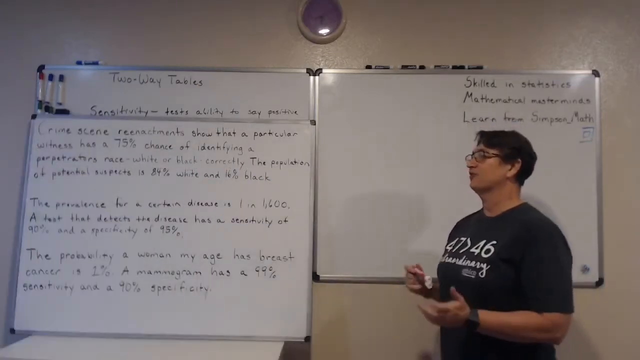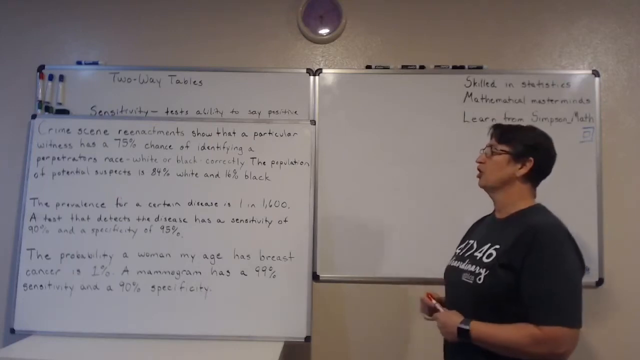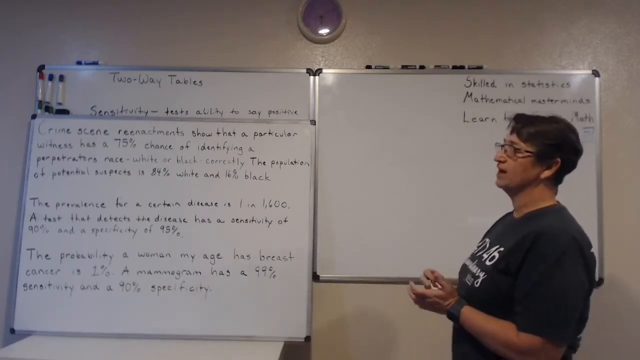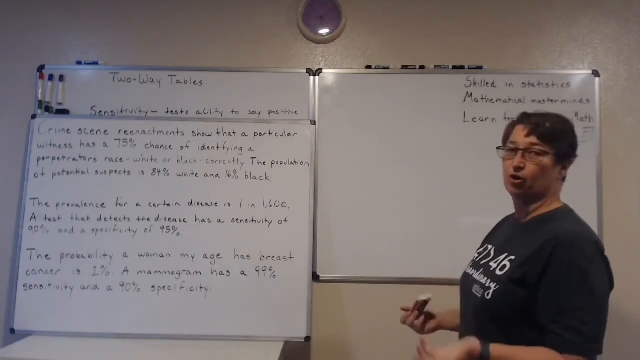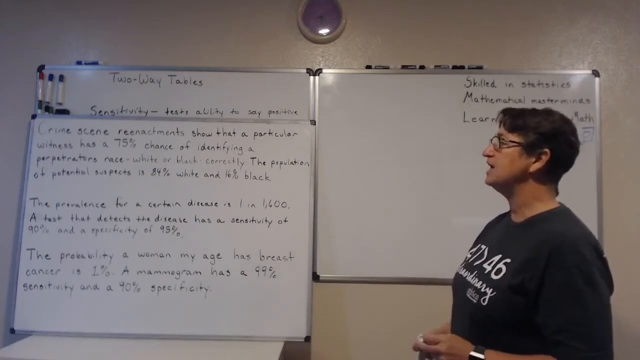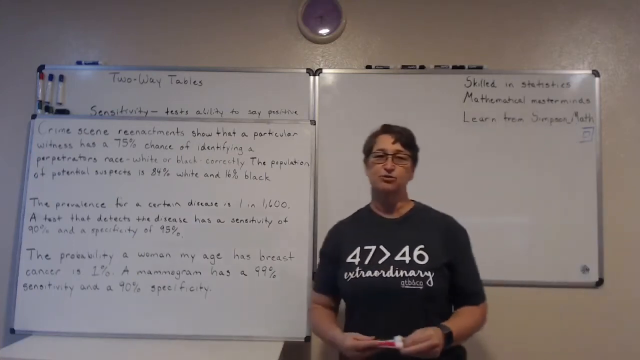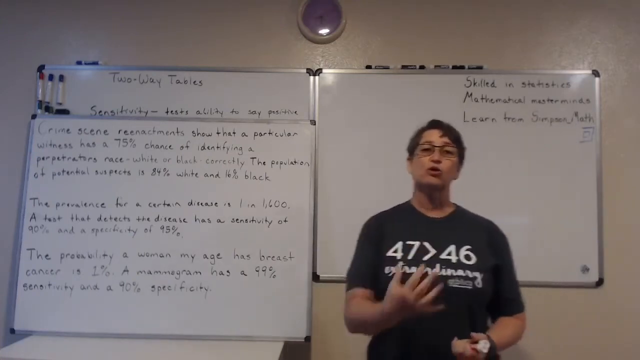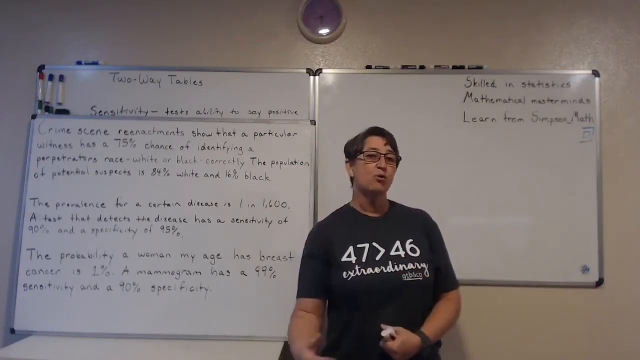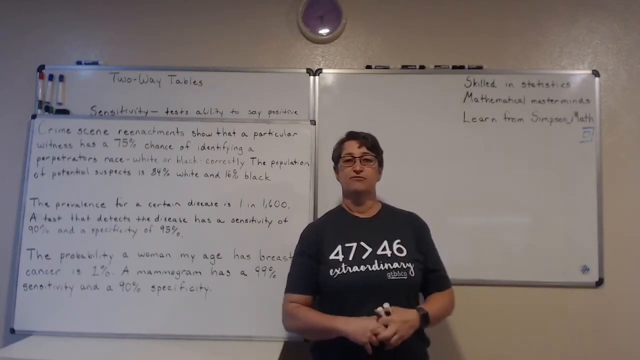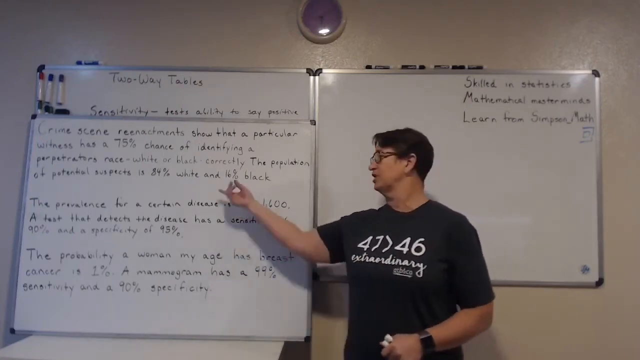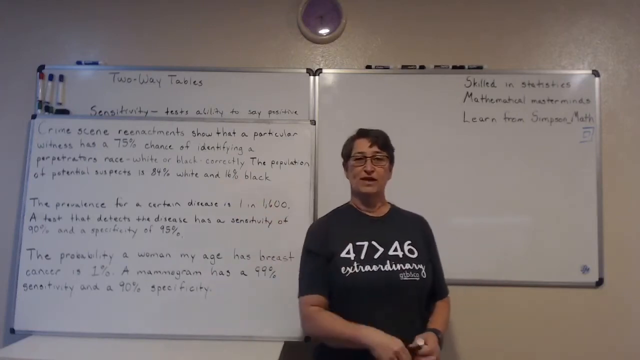Okay, so here we've got the crime scene reenactment show that a particular witness has a 75% chance of identifying a perpetrator's race, white or black, correctly. The population of potential suspects is 84% white and 16% black. What we are going to do is we're going to create a two-way table. And then tomorrow we're going to look at finding probabilities of things. But today we just want to put this information that we have on a two-way table.